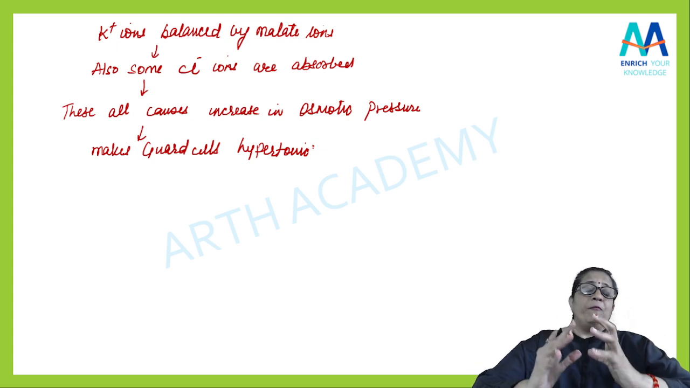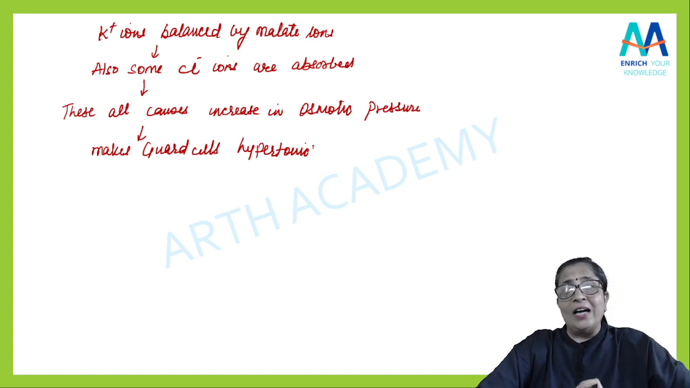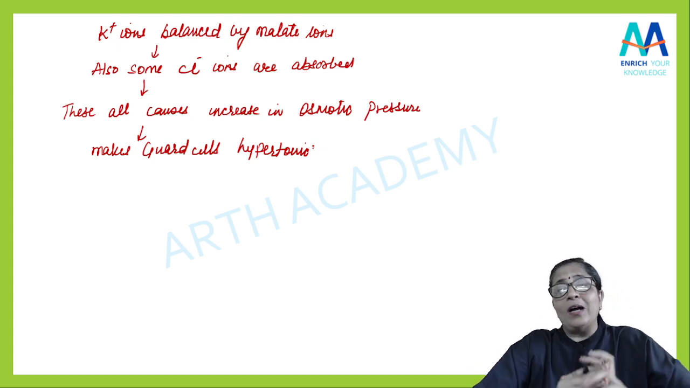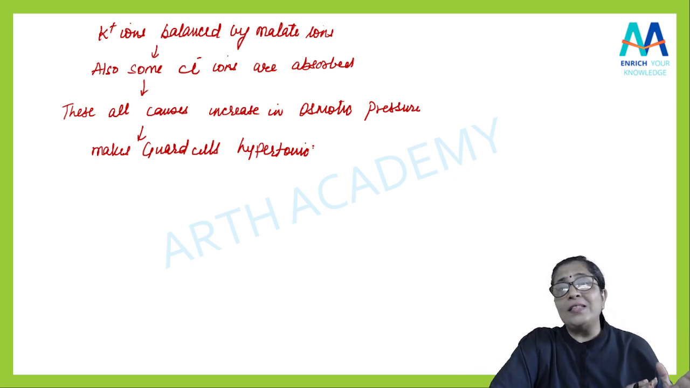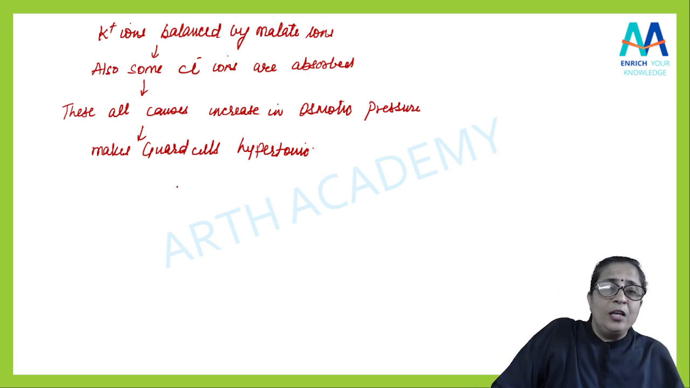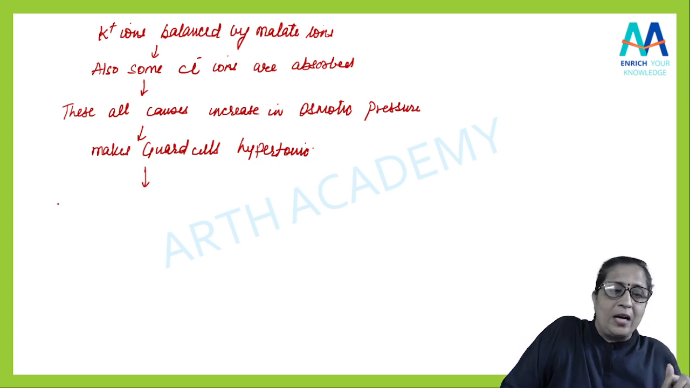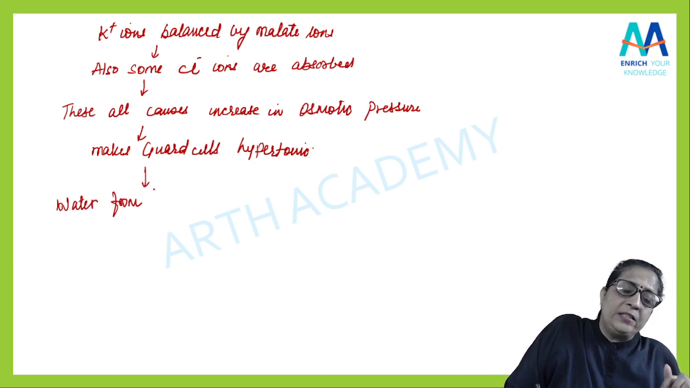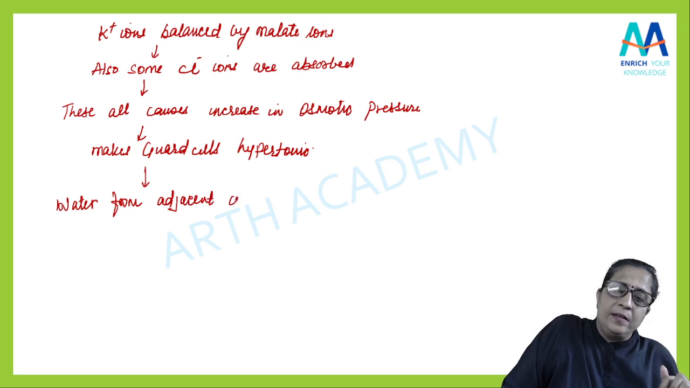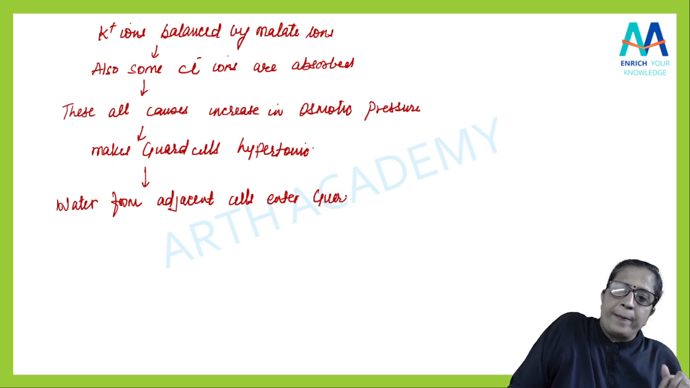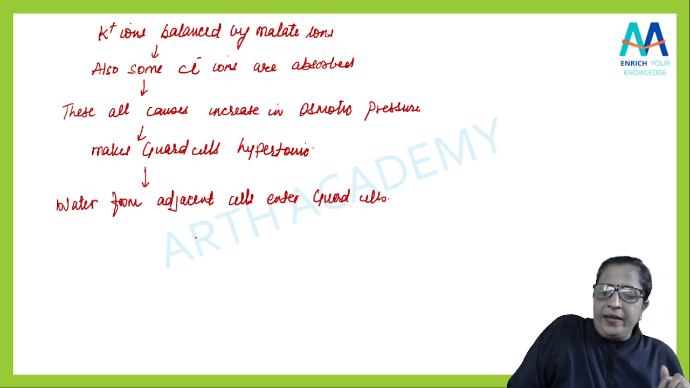तो अब वाटर का कंटेंट क्या हो गया, गार्ड सेल में कम हो गया और गार्ड सेल के बाहर वाटर कंटेंट ज्यादा हो गया. So what will happen? The water from outside or the adjacent cells enters into the guard cells. Water from adjacent cells enters guard cells. Yes, becomes turgid.